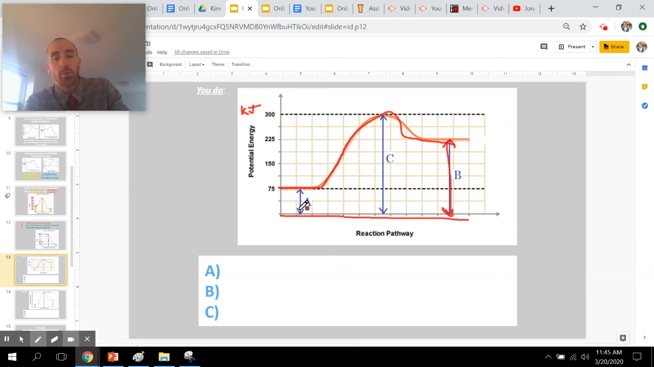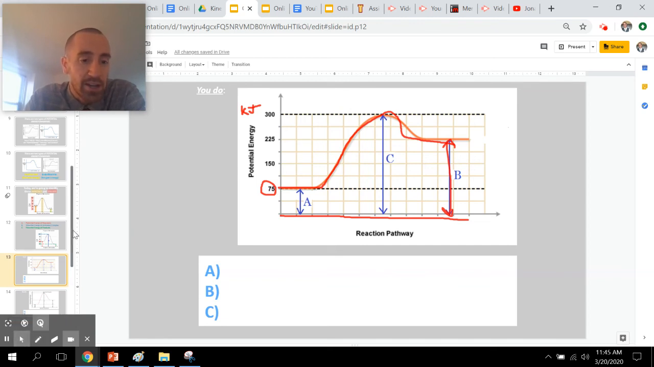So what's my value for the PE of my reactants? It should be 75 kilojoules. What's my value of the PE of the products? That's 225 kilojoules. And then last but not least, what's my energy for the activated complex? It's 300 kilojoules. All right. Nearing the end of this.